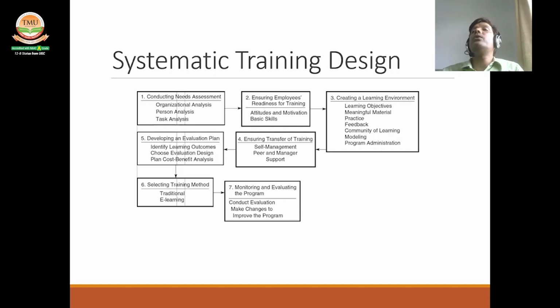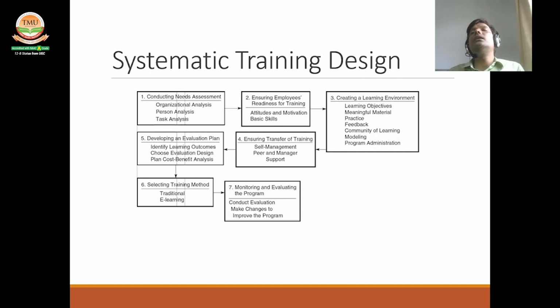Point 2, ensuring employees' readiness for training. Attitude and motivation, basic skills. How much your employees are ready to accept those training sessions, how much they are ready to attend those sessions. Because many times it happens that employees are not ready to go for training sessions because they find them boring, and they don't want to add anything new into their knowledge or into their working style. So they avoid it and they don't want to adapt to changes.